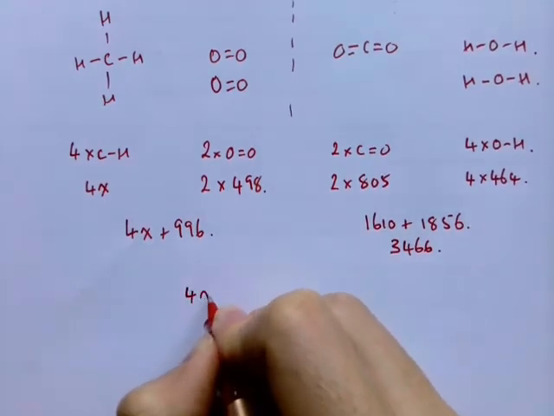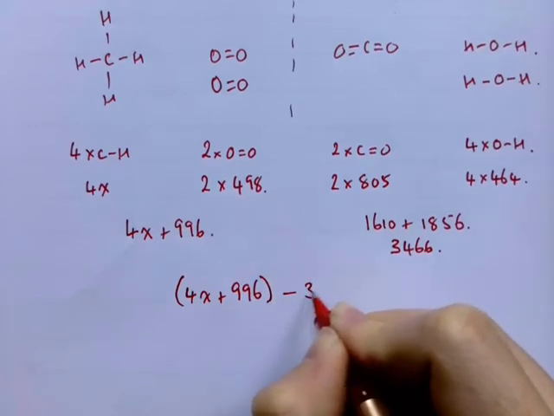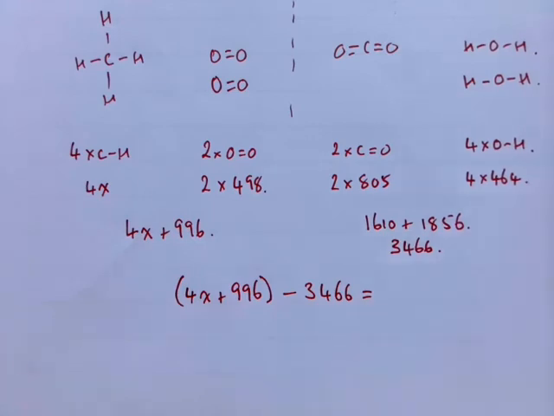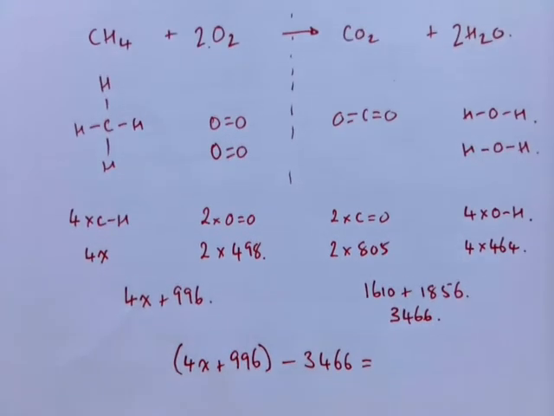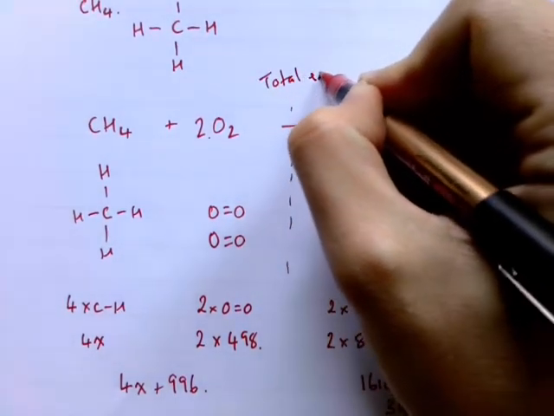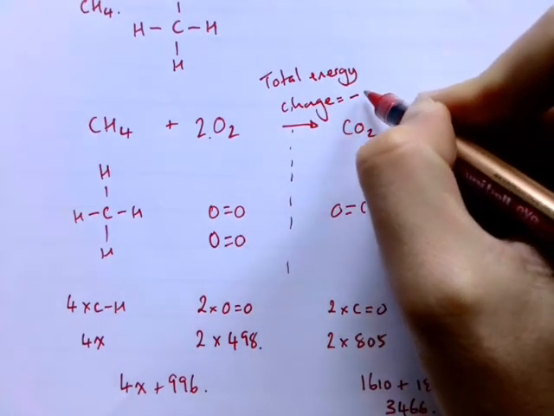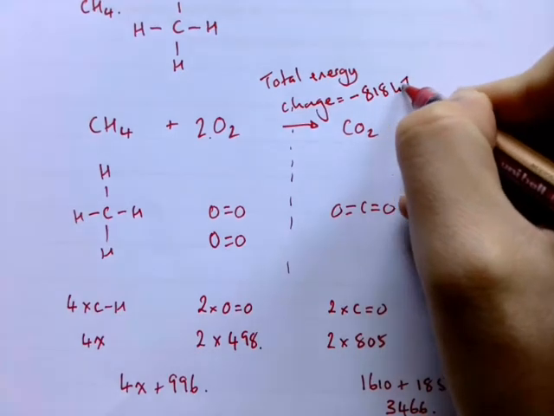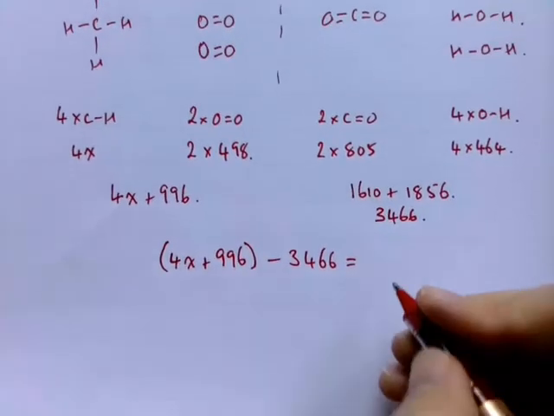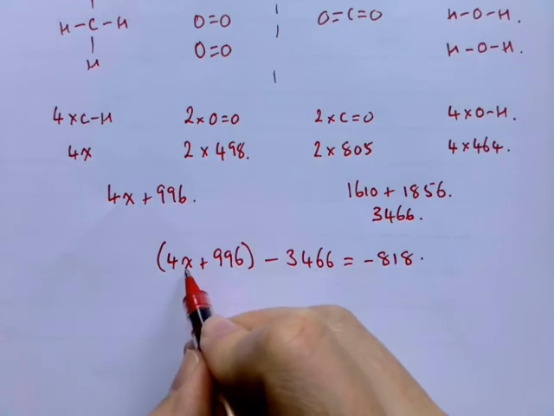Up until now, we would always have done this minus this. So if I do 4x plus 996 minus 3466, that gives me my total energy change. Now, if I had told you at the start that the total energy change for this reaction is minus 818 kilojoules per mole, what I can do now is, instead of working this number out, I write it in here, minus 818. And now I solve for x.